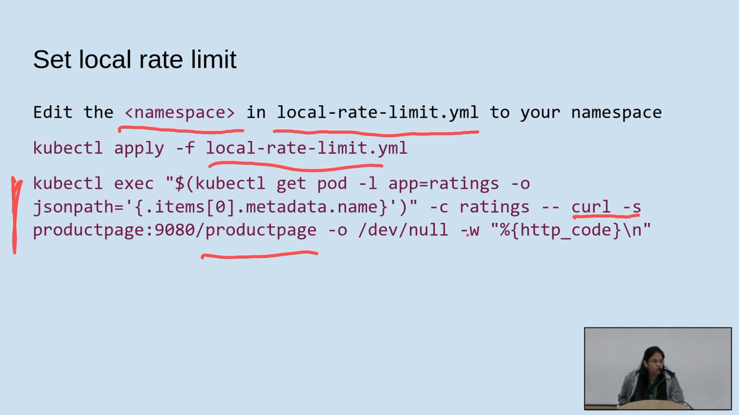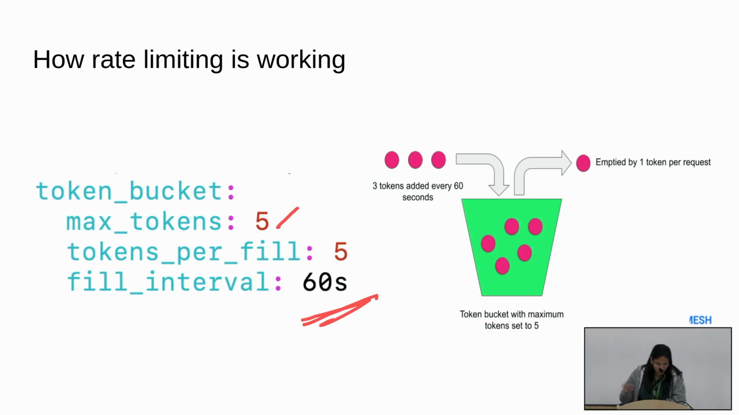So, can I have a show of hands? How many of you could get the 429 and again a 200 back after a minute? Awesome. So, this is possible because of the rate limit that you applied through the file that you just applied, the local rate limit. We've configured that it can accept only 5 tokens, refill only 5 tokens, and the fill interval is 60 seconds. Because of this you were able to get this rate limiting in for your product page, right? Awesome.